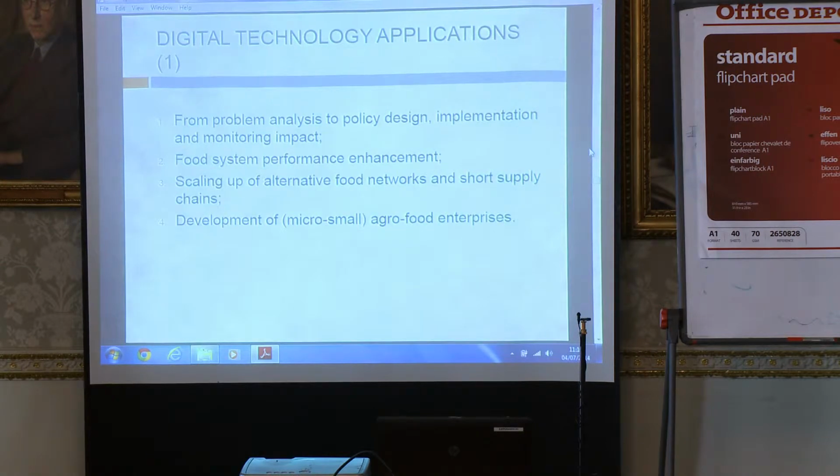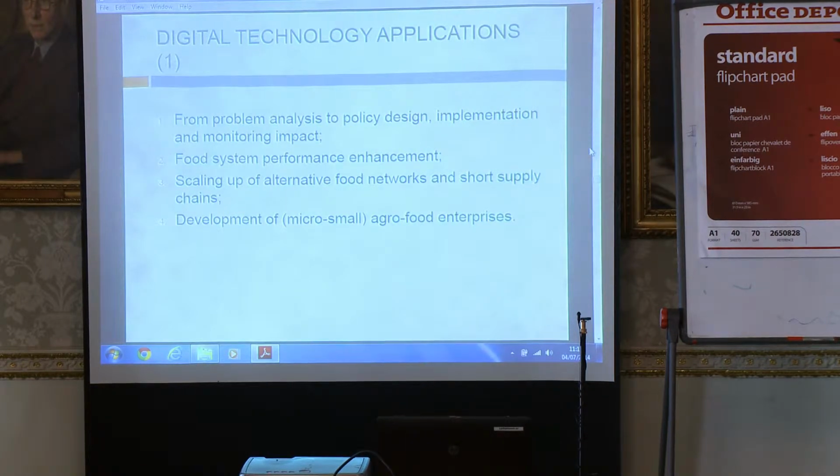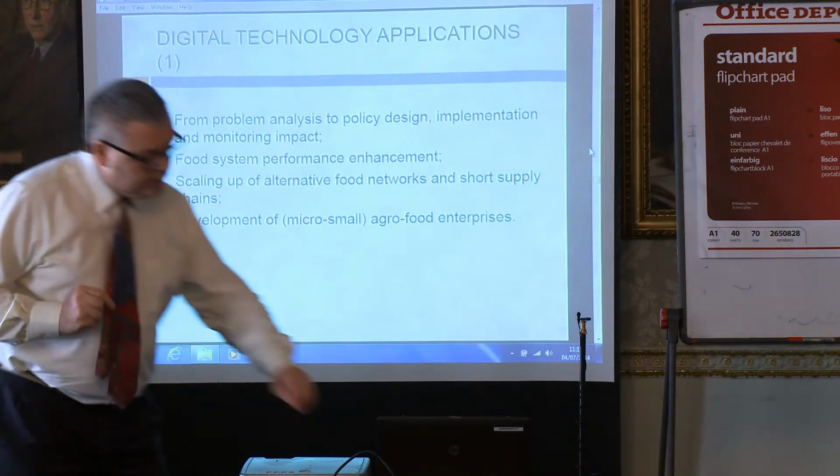How do you, through technology, facilitate this development of interesting local food system networks? Short supply chain. All this has been discussed. And particularly, how do you, through technology, create opportunities for micro and small enterprises, and particularly those that are led by young people? That means identifying market opportunities, providing the market information, providing the necessary skills. So this has an intimate relation with the technological aspects.